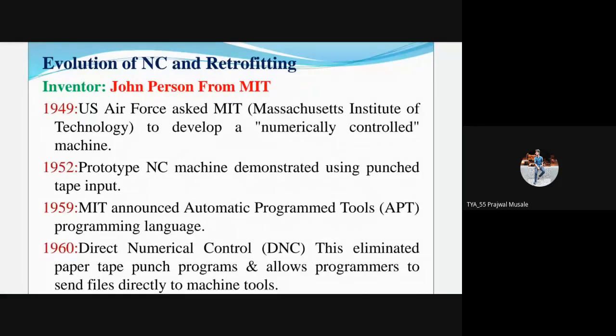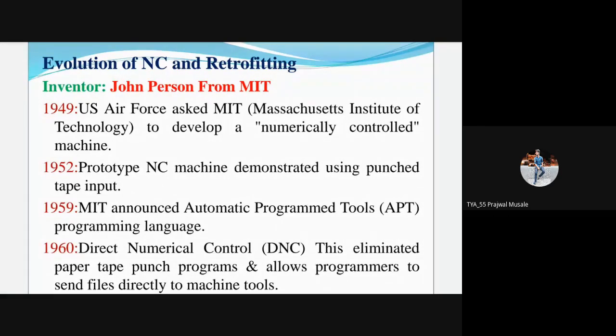One MIT is also available in our India, in Maharashtra, but this MIT is different. Massachusetts Institute of Technology, US. The first NC machine was developed in 1949, after independence. Tomorrow is our Independence Day. I think it is the 74th Independence Day, so before 73 years this type of machine was developed.